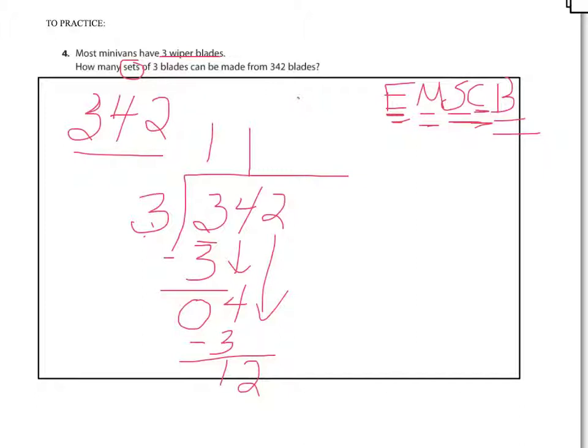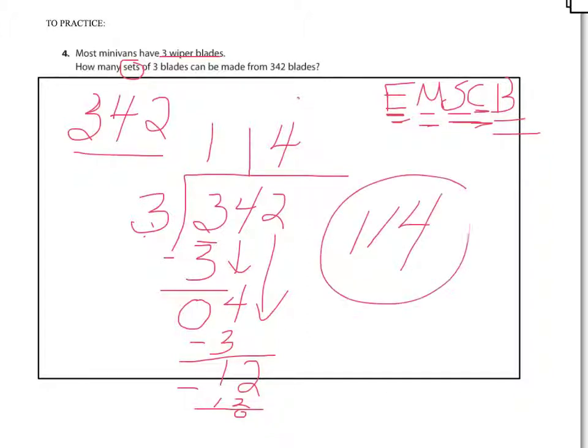3 groups now that are going to multiply to equal 12, my estimate. 3 times what is close to 12? Ooh, 3 times 4. 3 times 4 is 12. Multiply, 3 times 4 is 12, so I put my 12. I'm running out of room here. Now I need to subtract. 12 minus 12 is 0. I can compare. 0 is less than 3. I'm all good. And I can bring down. Ooh, there's nothing to bring down. I have my answer now, 114. So we could make 114 groups or 114 sets of blades.